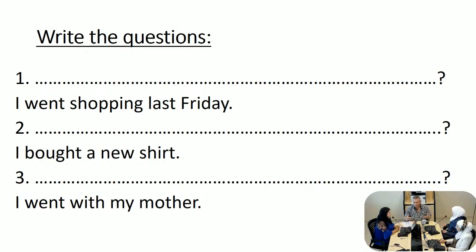After we change it to a yes/no question, did you go, and we use go because after did we use the base form, as you mentioned. Did you go shopping last Friday? We can ask about 2 things, either the action, shopping, or the time, last Friday. If we want to ask about last Friday, we omit it and use when, and we say: when did you go shopping?